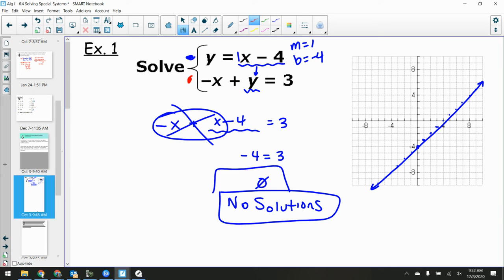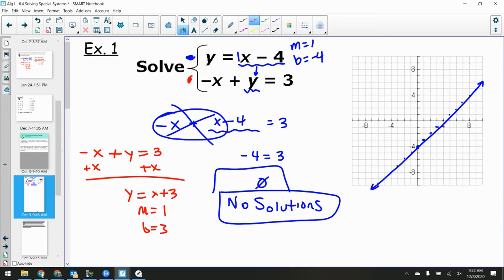Now, line 2, I need to do some prep work. Negative x plus y is equal to 3. I need to add the x. I need to get it solved for y. So y is equal to x plus 3. Slope of 1, y-intercept of 3. So I go here, y-intercept of 3, and slope of 1.